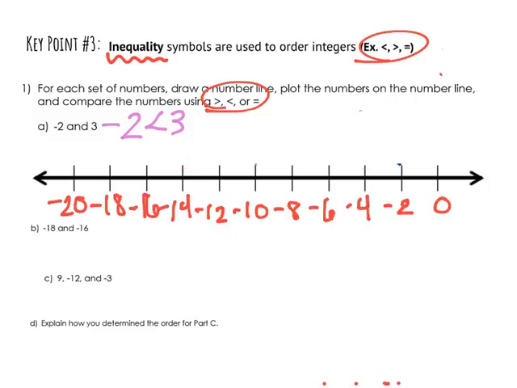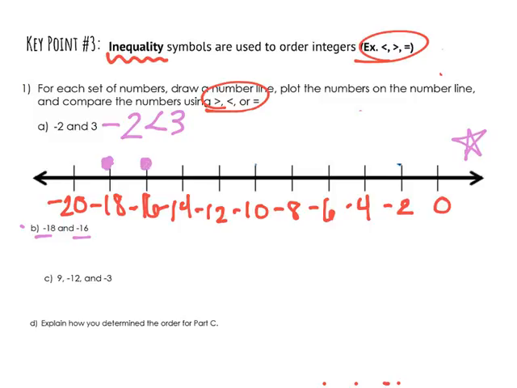Looking at this second example, part B, I need to compare -18 and -16. So I changed the scale on my number line. So now my scale is 2. And notice I only am showing the left side of the number line, so all of my negative integers are shown because I am comparing two negative integers. So the first thing I need to do is plot negative 18 and plot negative 16.